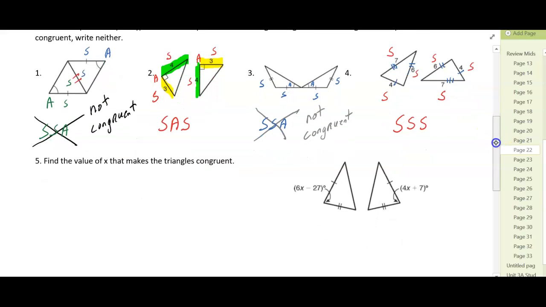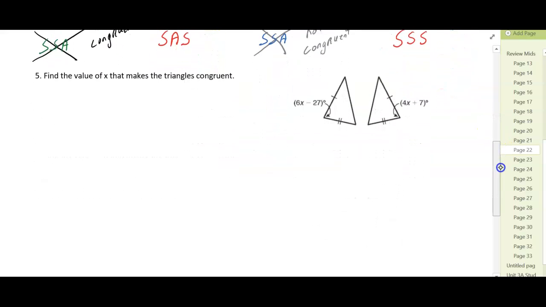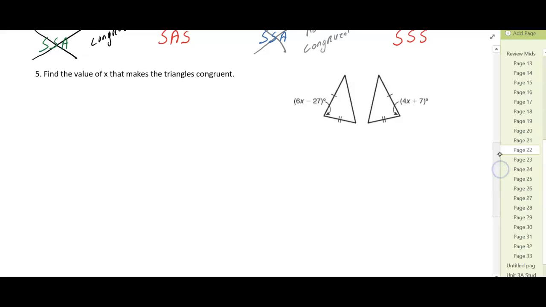Now we're going to move to some algebra problems. If you look at problem number 5, find the value of x to make the triangles congruent. Well, this would be an example of side, angle, side, if the angles are congruent. So the idea here is we want the angles to be congruent for side, angle, side.